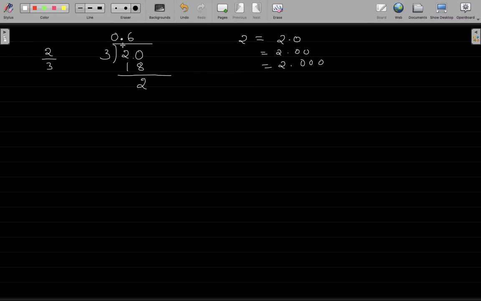You already have a decimal point. It is same, 2.0 is same as 2.00. Let us bring down this 0 now, making it as 20 again. Now 3 times 6 gives you 18. Again you subtract, again you get 2. Again you keep another 0 here. Again 3 times 6 gives you 18. Again you get 2. You understand?